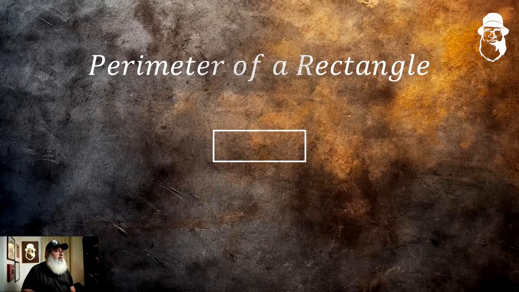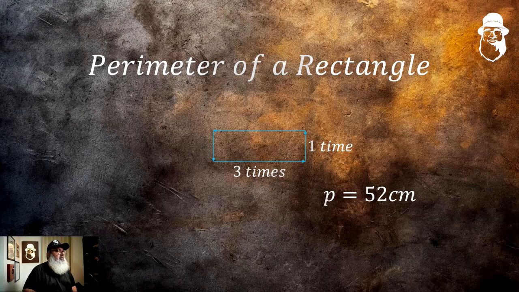A rectangle is 3 times as long as it is wide. If its perimeter is 52 centimeters, find its length and width. Now the fact that the rectangle is 3 times as long as it is wide can be put into mathematical form by letting the shorter side equal x, because we can then call the longer side 3x because it's 3 times.